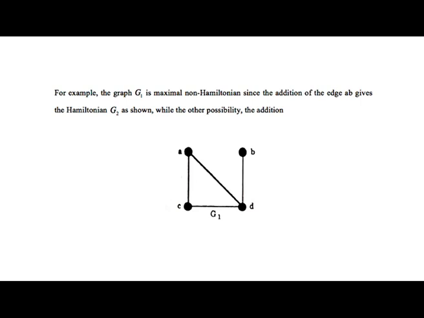Definition: a simple graph G is called maximal non-Hamiltonian if it is not Hamiltonian, but the addition of any edge connecting two non-adjacent vertices forms a Hamiltonian graph. For example, the graph G1 is maximal non-Hamiltonian since the addition of the edge AB gives the Hamiltonian G2 as shown, while the other possible additions work as well.